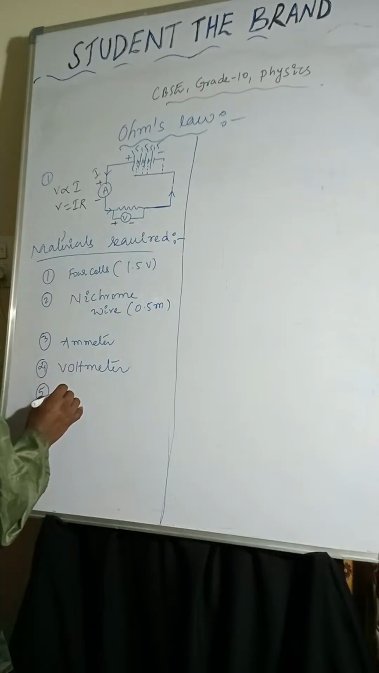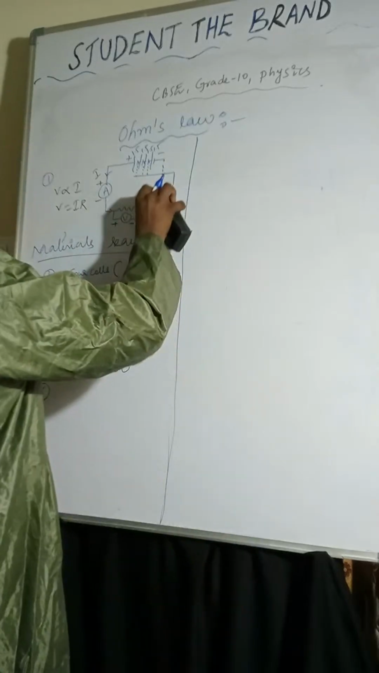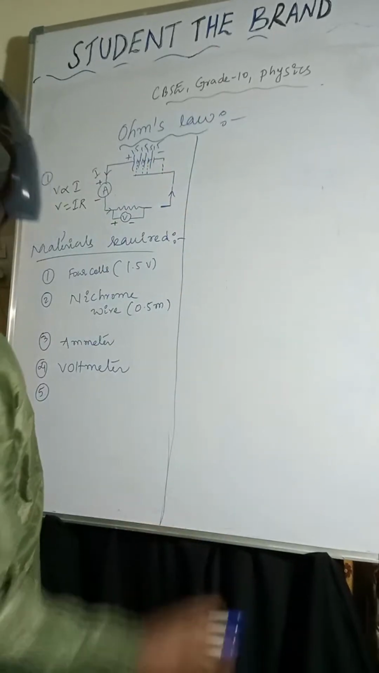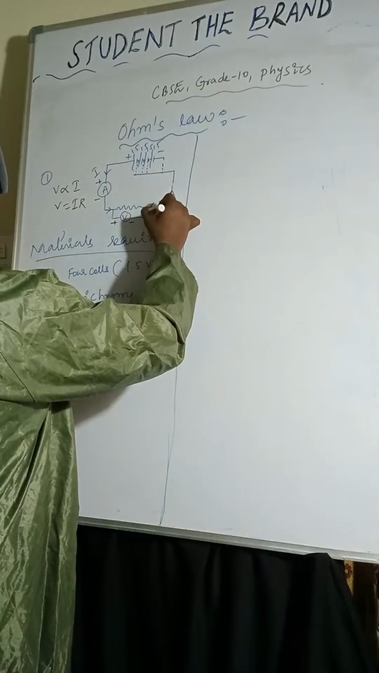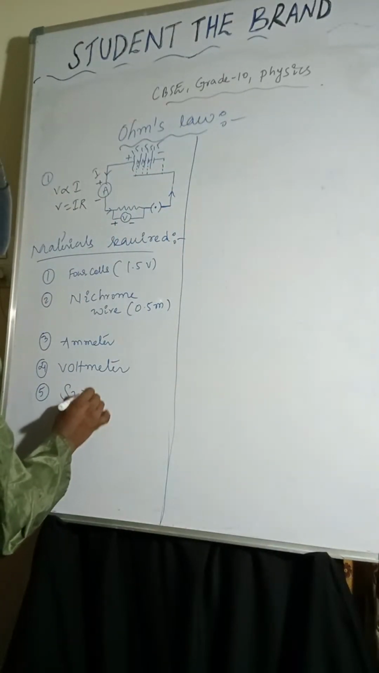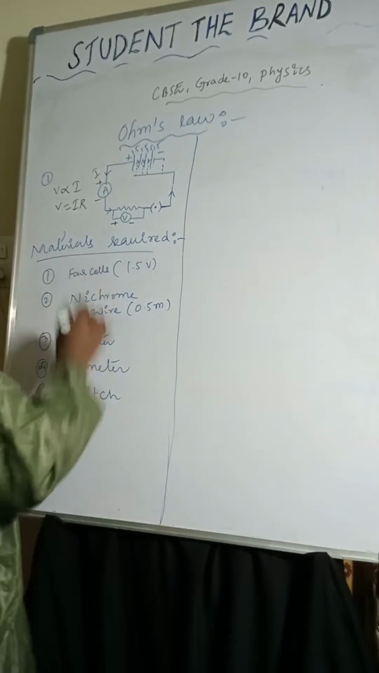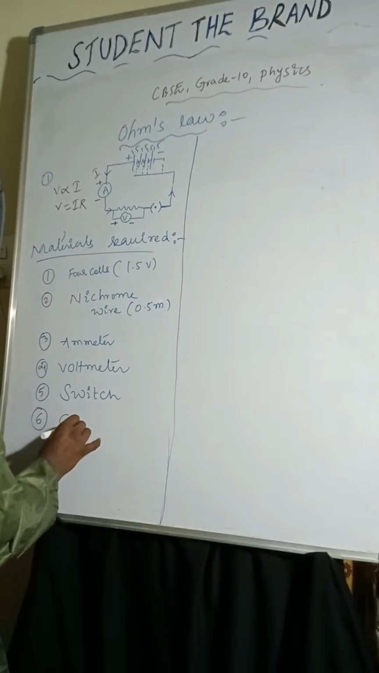Next one, connecting wires. The switch is also there, right? Here, I am taking a closed switch. And coming to the sixth one, connecting wires.